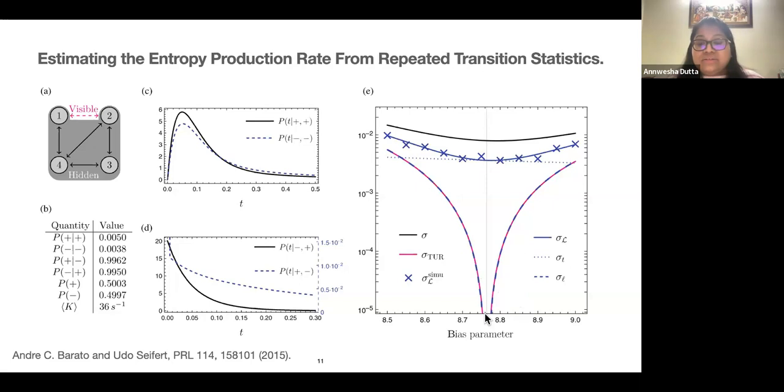Therefore, when the system is in a stall condition, they don't predict the entropy production rate, but the sigma T, which is the intertransition times, has the signature of the entropy production rate even in the stall conditions. As you can see here, by changing the bias parameter, we don't see any effect in the sigma T, but there's a contribution from that.